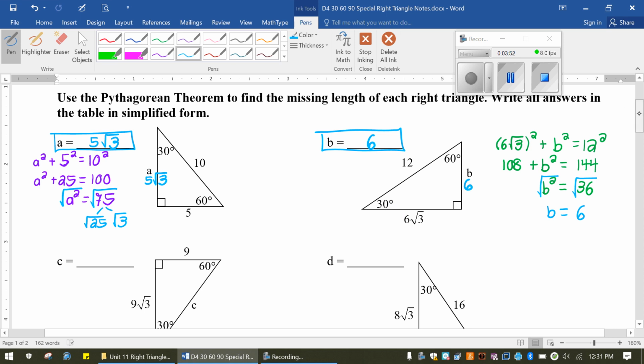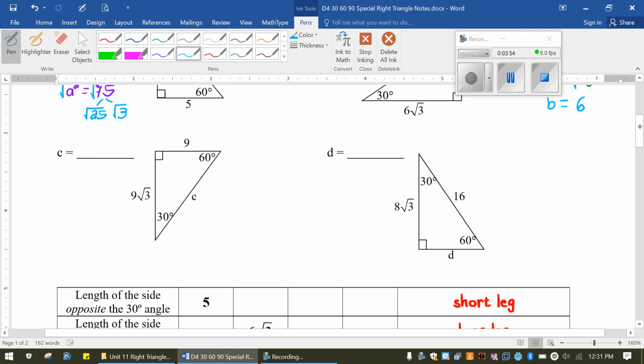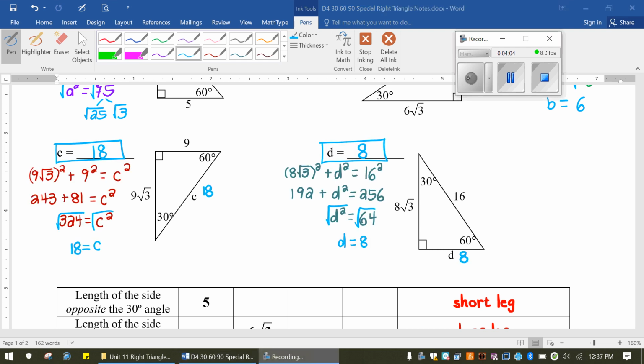Okay, what I want you to do right now is to pause the video and go ahead and find the value of c and d using the Pythagorean theorem. And then unpause the video when you're done to check your answers. Okay, let's see how you did finding C and D. Again, the thing I'm most concerned with is you having this entered correctly into your calculators. This 9 root 3 being squared, you should be getting a 243 there. And in 8 root 3 squared, you should be getting a 192. So what was nice about C and D is they both came out to be perfect squares.